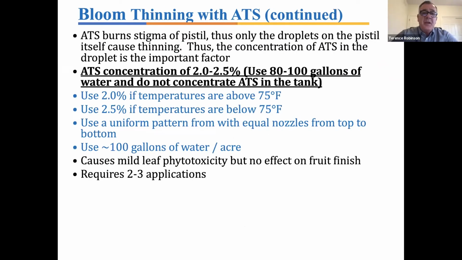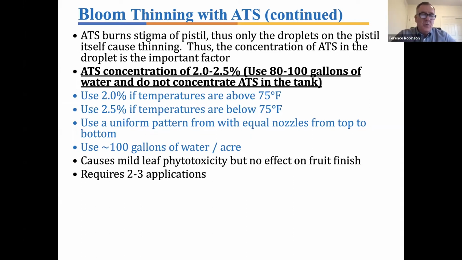Now, to finish up with ATS, let me review with you what ATS does. ATS burns the stigma of the pistil. That's the tip where the pollen tube lands and part of the style. Thus, only the droplets that actually hit the pistil and the style cause thinning. Droplets that land on leaves don't do any thinning, or that land on wood. Yes, the ATS is absorbed by the leaves, and we see that effect by some marginal leaf burning from the tips, but that's not causing the thinning. The thing that's causing the thinning is to get that molecule or droplet of water right on the pistil itself.